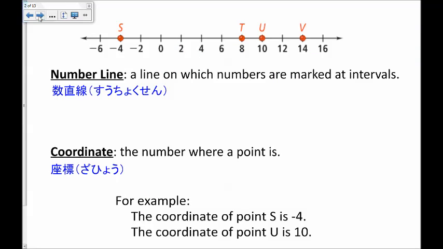First, a number line. A number line is a line on which numbers are marked at intervals. This is a number line because there are numbers on this line. A coordinate is the number where a point is. So the coordinate of point S is -4. The coordinate of point U is 10. The coordinate is the number where the point is.